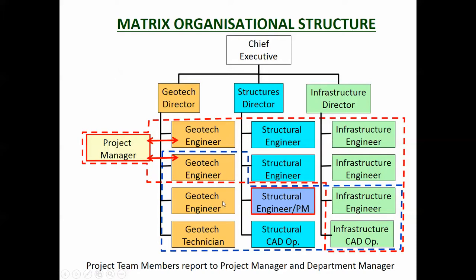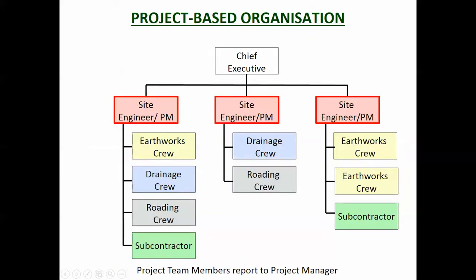So you can see the matrix organization is really a continuum from the weak to the strong, linking the functional to the project-based organization. And the last type of organization is a project-based organization, where the organization is structured around doing projects. You will find that construction companies are normally structured as a project-based organization. They win a project, and then they put together a project team, and then those guys go out and they do their project. So you'll have site engineers.